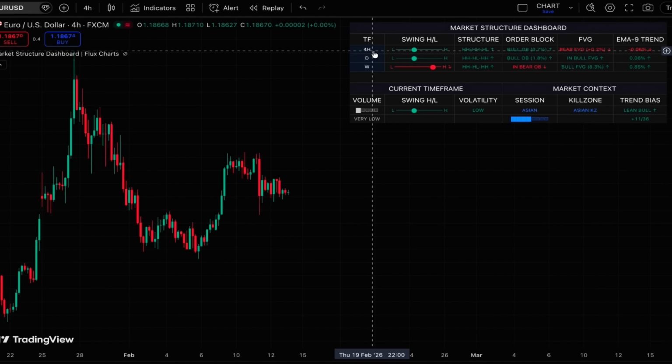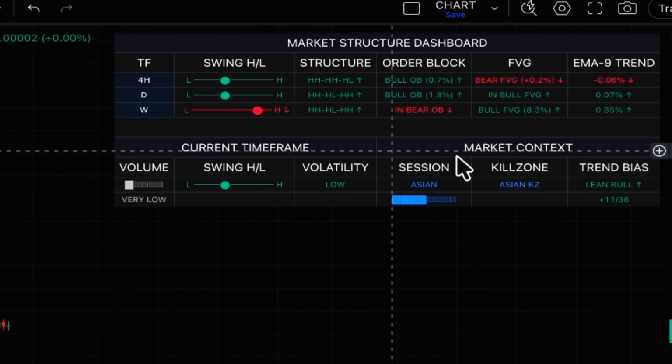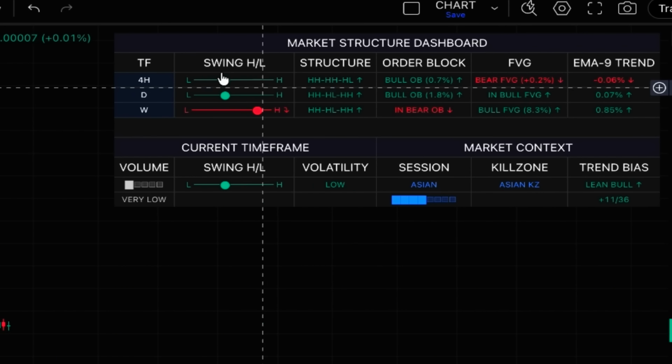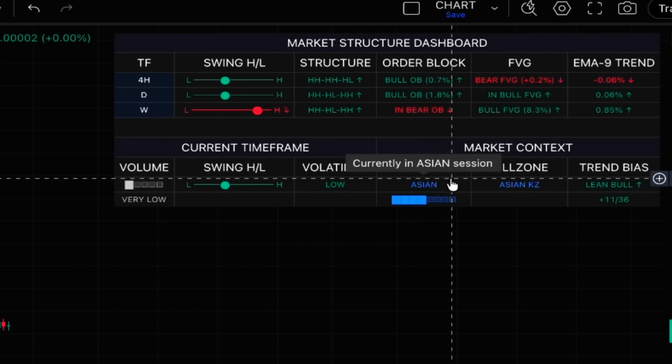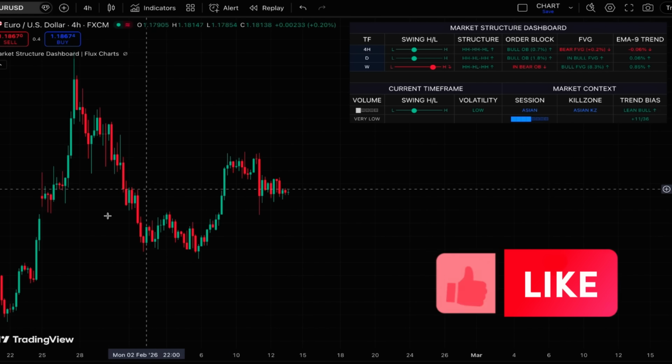By default, no level or information is shown on the chart, and everything is only here in the dashboard. I will explain each of these information, and for the available ones, I will turn them on in the settings so they will be overlaid on the price chart and you better understand them.